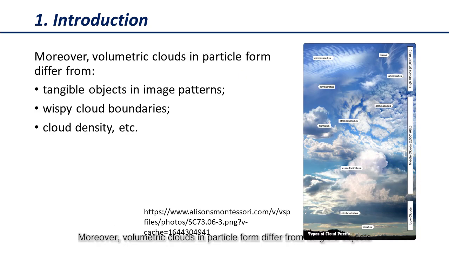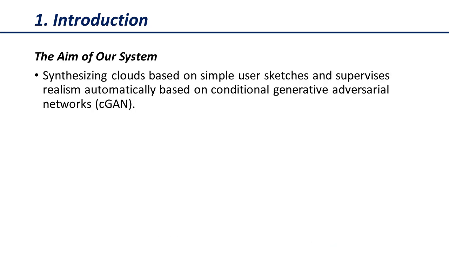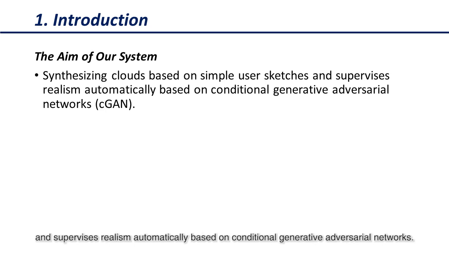Moreover, volumetric clouds in particle form differ from tangible objects in image patterns, for example, wispy cloud boundaries and cloud density. These features are non-intuitive and difficult to describe. To resolve this, we treat the sketch inputs as approximate contours of clouds so that the system can generate various boundaries, densities, and shapes utilizing detail refinement synthesizers. Our system synthesizes clouds based on simple user sketches and supervises realism automatically based on conditional generative adversarial networks.